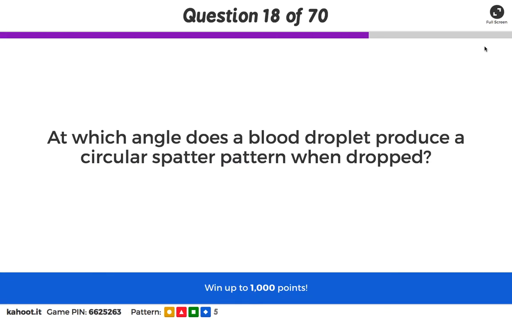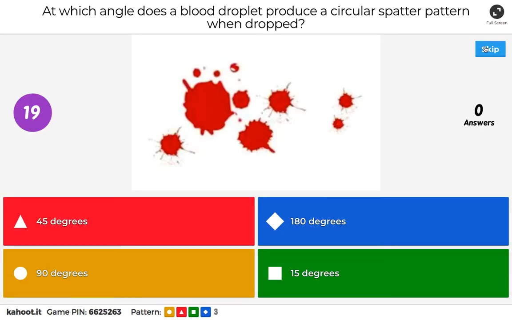This is what we did in our lab. Oh shoot. How did we drop it? Think about how you held the pipet. A good guess.